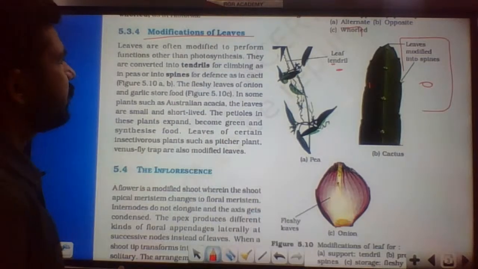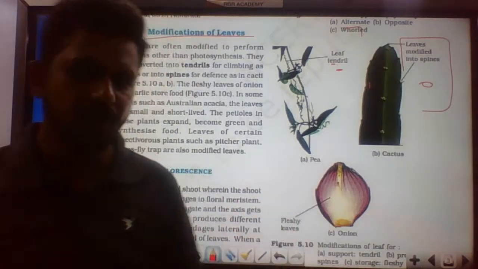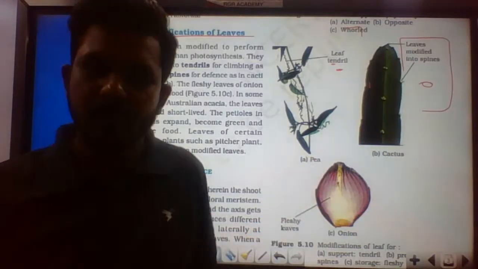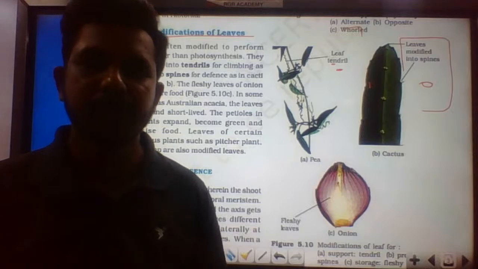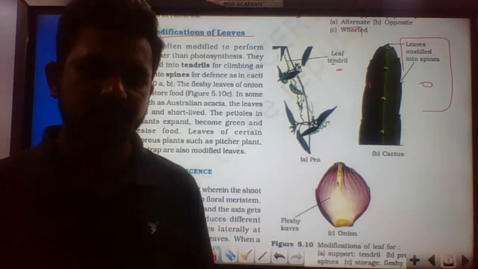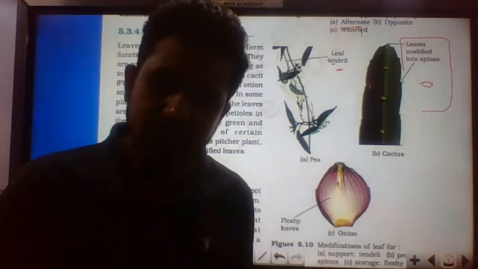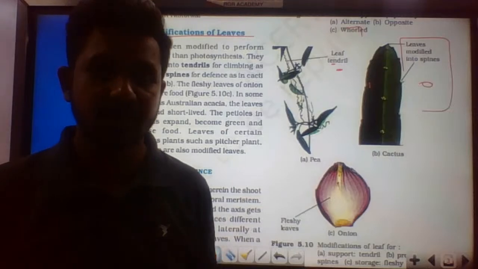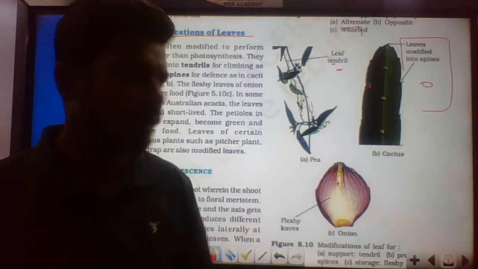So, modification of leaves. We know the primary function of leaves is photosynthesis, right? They consist of chloroplasts, and in the chloroplast they have chlorophyll, so they absorb sunlight, and with the help of pigments there is photosynthesis. Photosynthesis can synthesize food. But apart from food synthesis, the leaves are also modified to do specific functions. Apart from photosynthesis, there are other functions also. Let me discuss them one by one.